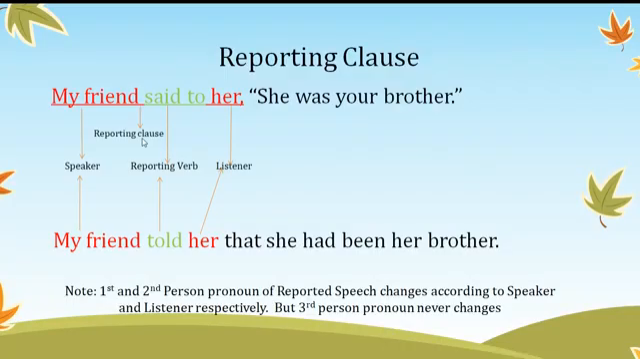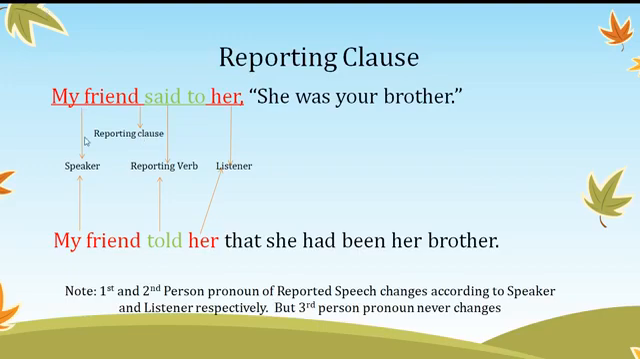Now let's go to this another: the reporting clause. What do you mean by the reporting clause? What are the things inside the reporting clause? Look over there. "My friend said to her, she was your brother." This "my friend said to her" is the reporting clause. What are the things in the reporting clause? I am showing you with the help of the mouse pointer to make you understand.